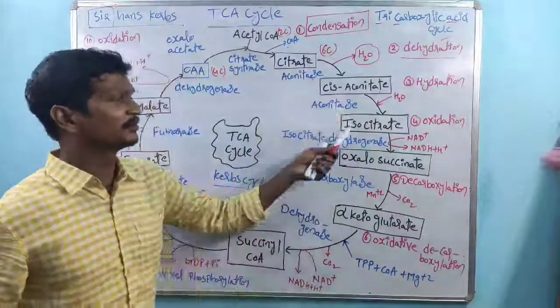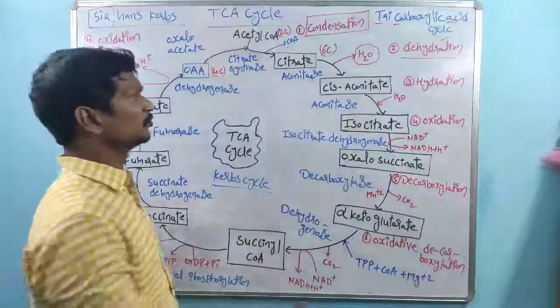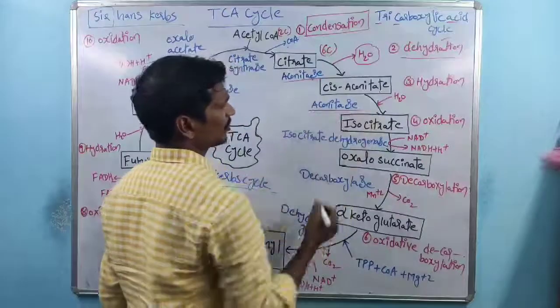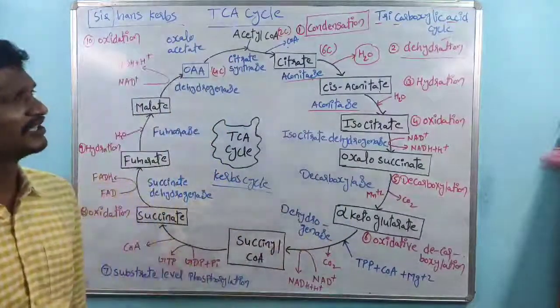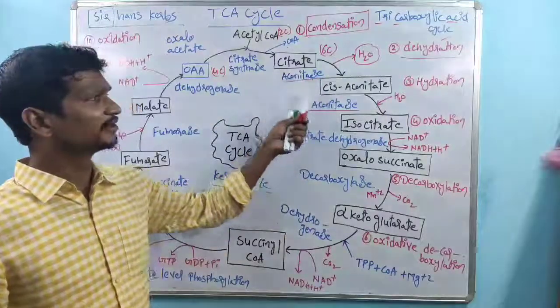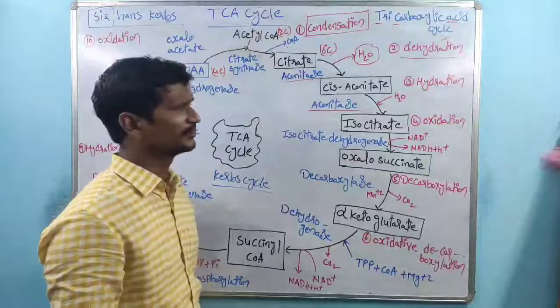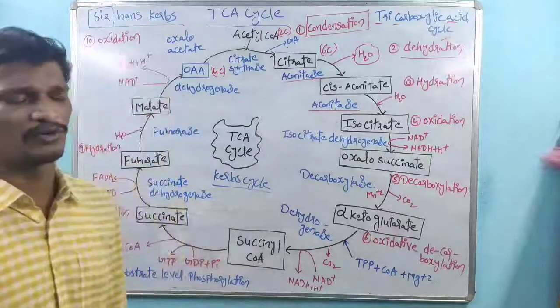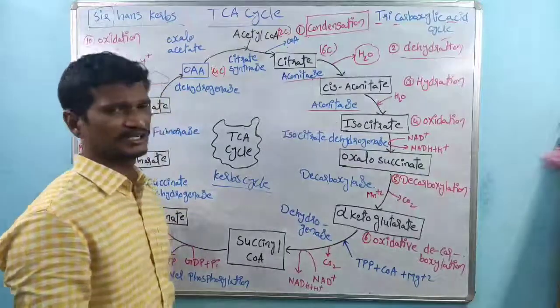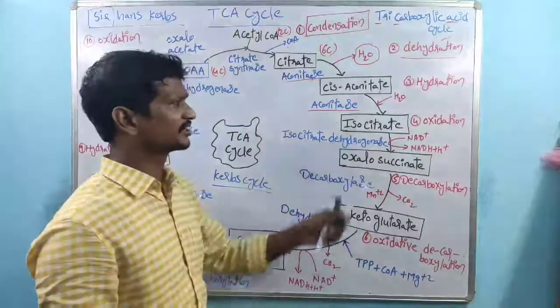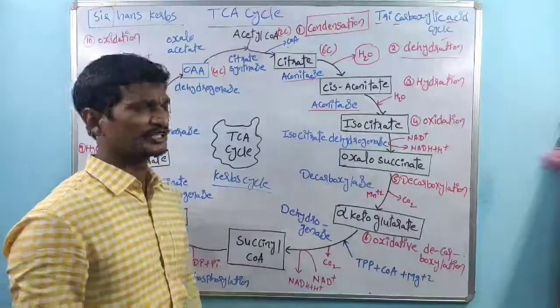The cis-aconitate produces the isocitrate. Both these reactions, removal of water molecules and addition of water molecules, are done by the aconitase enzyme. So one step is the dehydration and the other step is the hydration. Addition of water molecule is nothing but the hydration reaction. The next step is the isocitrate.